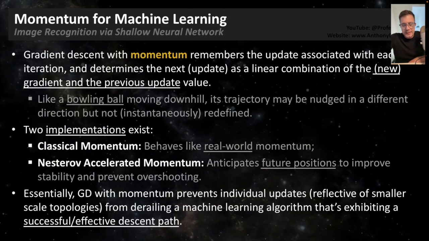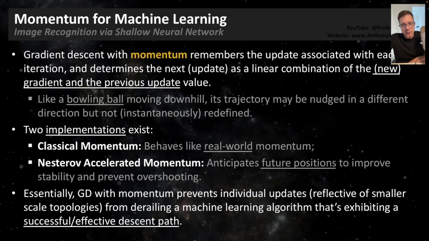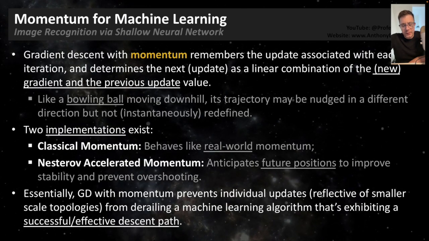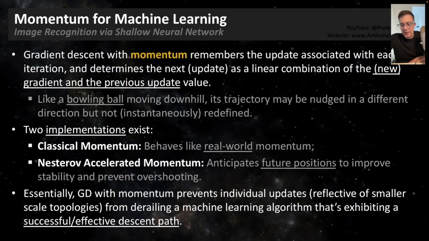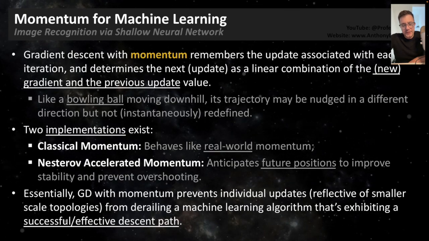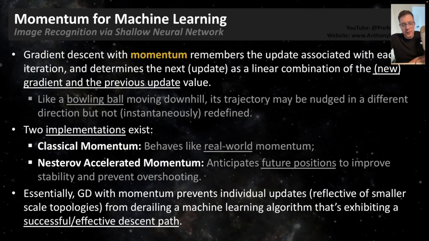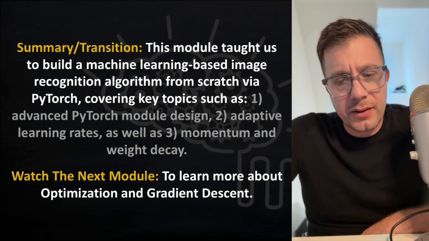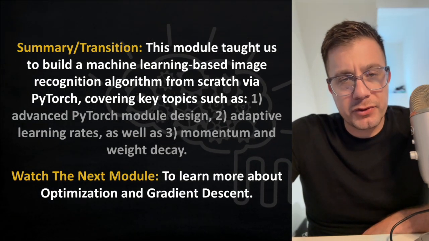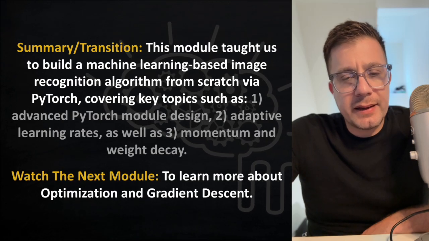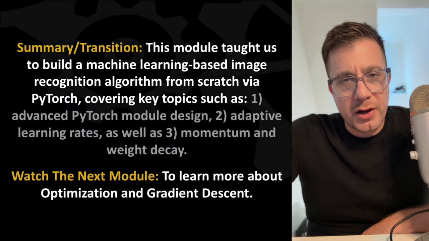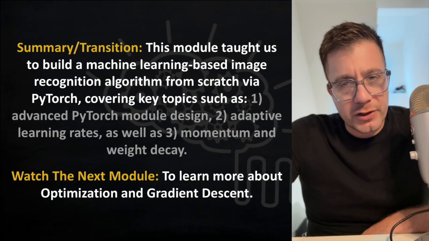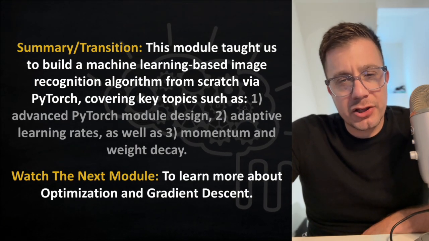Essentially, gradient descent with momentum prevents individual updates, which are reflective of smaller scale topologies, small bumps in our manifold, from derailing a machine learning algorithm that's exhibiting a continued, successful, and effective descent path. In conclusion, this module taught us to build a machine learning-based image recognition algorithm from scratch using PyTorch, covering key topics such as advanced PyTorch module design, adaptive learning rates, as well as momentum and weight decay. Watch the next module to learn more about optimization and gradient descent.